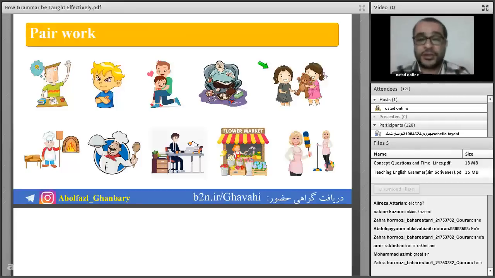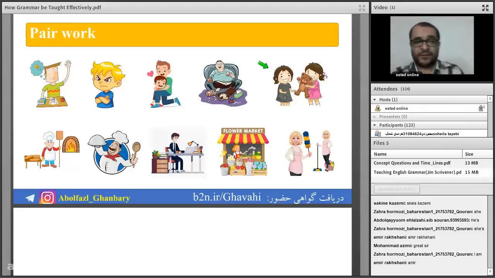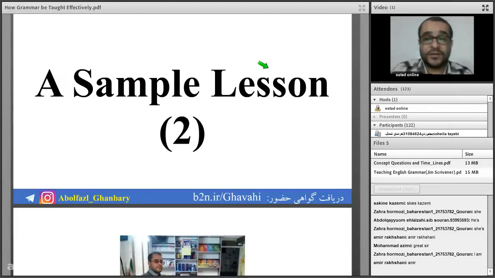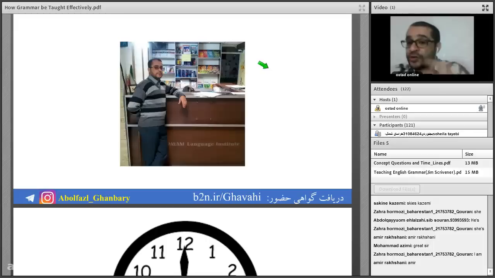Again, look at the pictures and make sentences. He is a student. He is clever. He is angry. His father is kind.